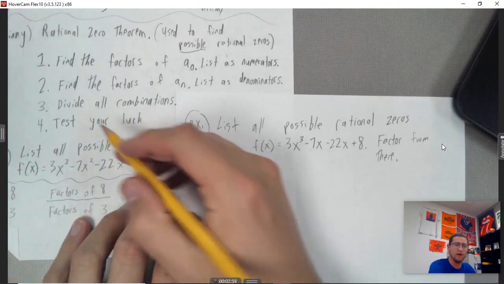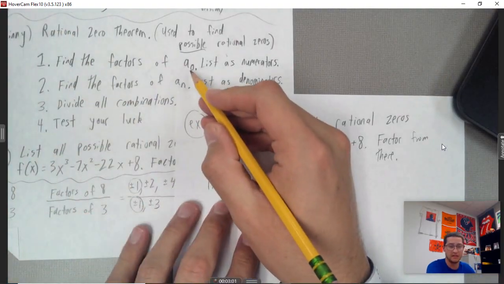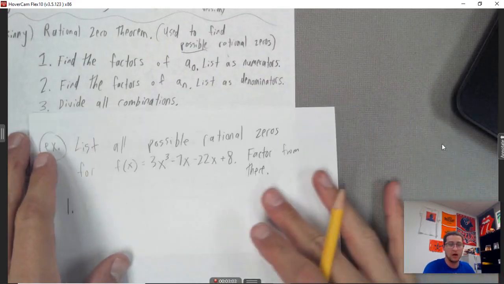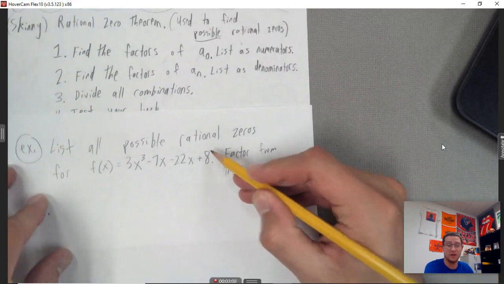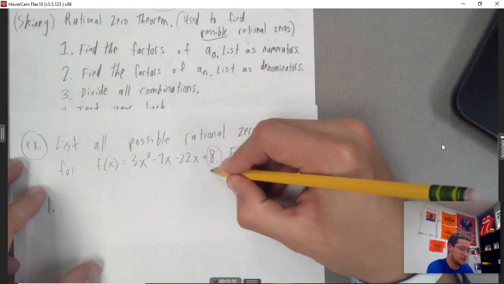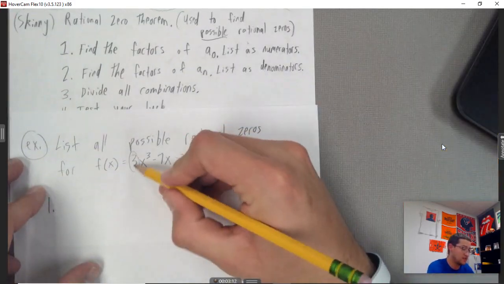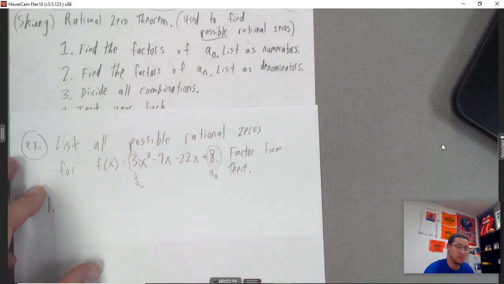So step 1, find the factors of a sub 0. Let's talk about what a sub 0 is. A sub 0 is my constant. I'm going to go ahead and label that just so you have it. This is my a sub 0, and this is my a sub n.